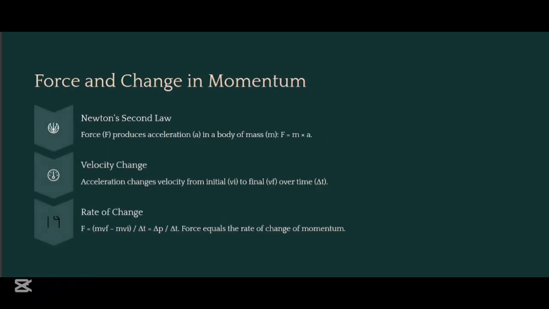Force and change in momentum. Newton's second law: force produces acceleration in a body of mass. Force is equal to mass multiplied by acceleration. Velocity change: acceleration changes velocity from initial to final over time, which is known as delta t, change in time. Rate of change: F is equal to (mv minus mv initial) divided by delta t, which is equal to delta p, or change in momentum. Force equals the rate of change of momentum.